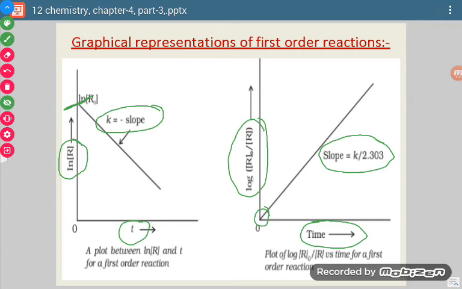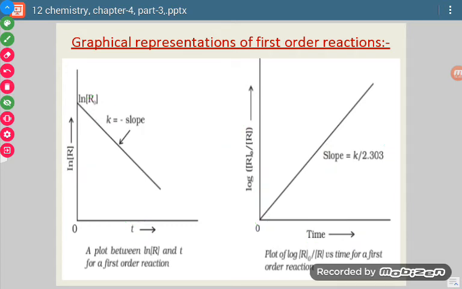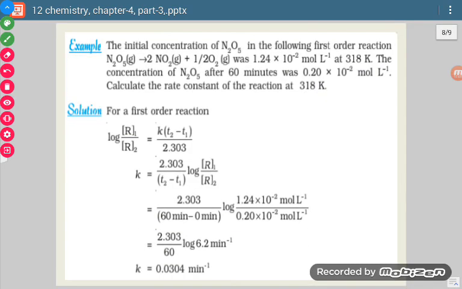Now here one thing you can remember: if slope has a negative value, then you have to draw a straight line, but how to draw, this way or this way? When our slope value is negative, then we have to draw this way. When slope value is positive, then we have to draw this way. So this is what you can remember. Okay, now let us solve this example.